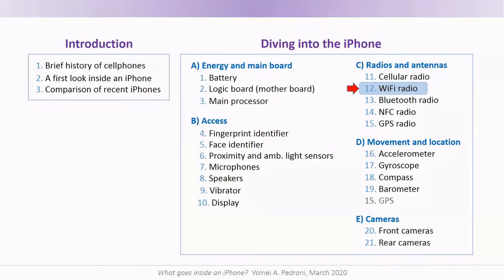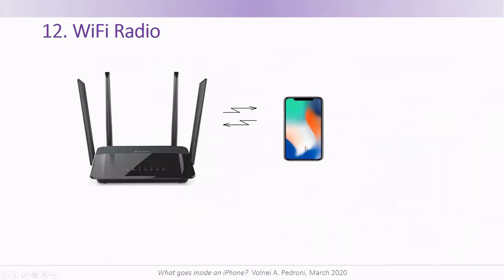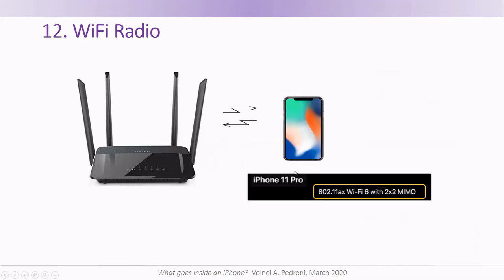Okay, we turn now to the Wi-Fi radio, which is the radio that connects the router to the smartphone. In our case, both sides can have multiple antennas, as we'll see in a second. In the case of the iPhone 11, the Wi-Fi version is version 6, which, by the way, is one of the most complex radios ever proposed.